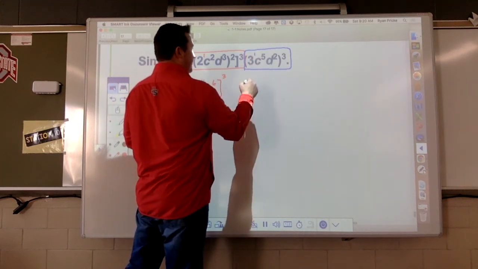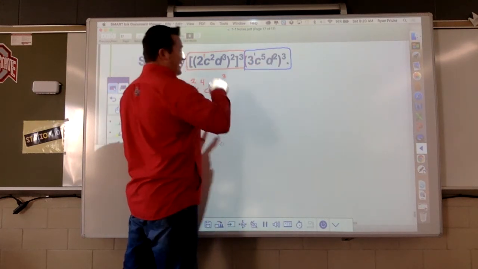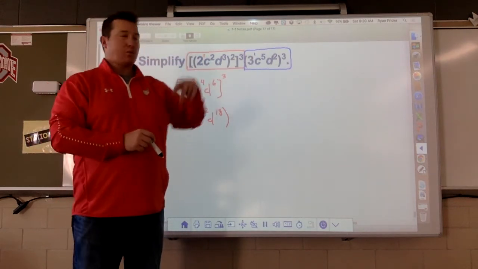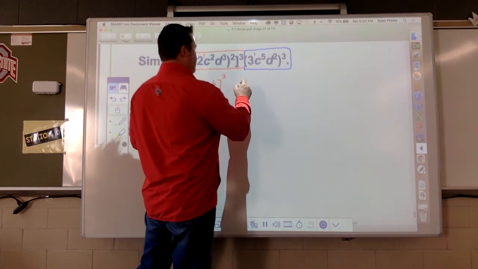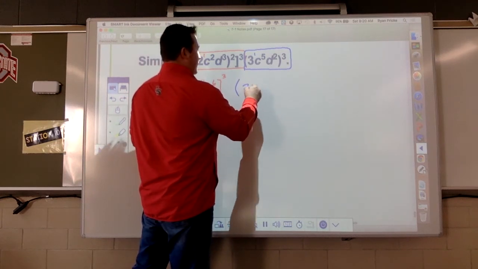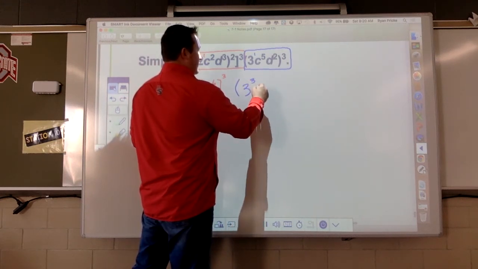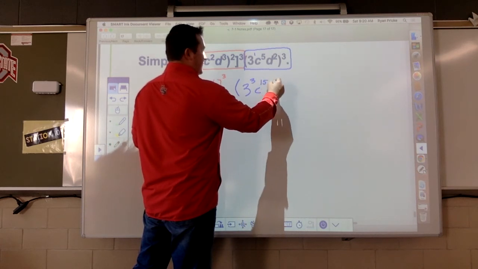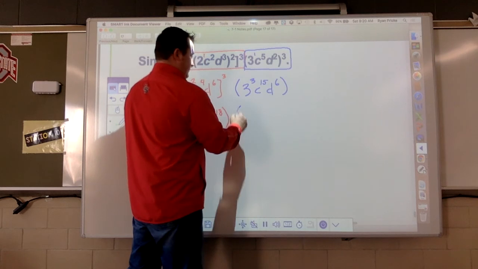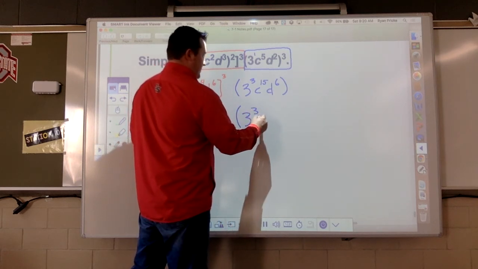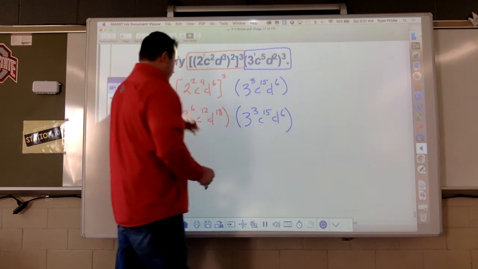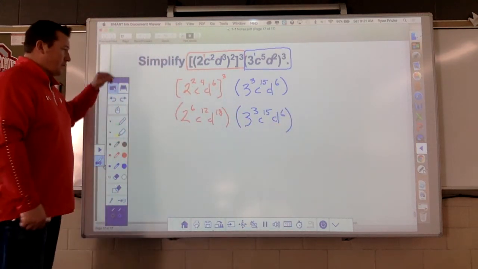Again, 3 to the first, c to the fifth, d to the second. Until you understand that there's always a 1 here, just write those 1s in. So 3 to the 1 times 3, c to the 5 times 3, and d to the 2 times 3. So that's c to the 15th, d to the 6th.